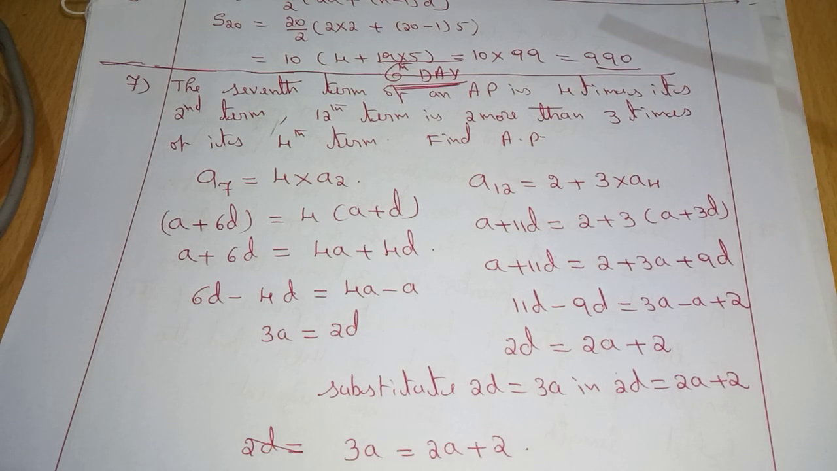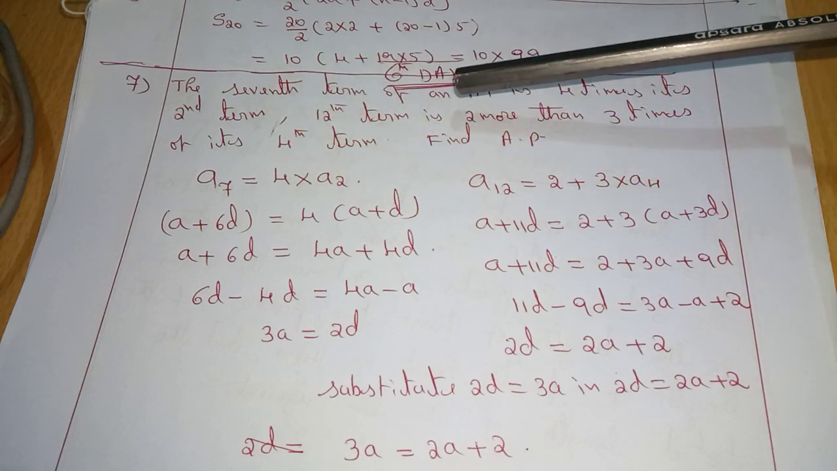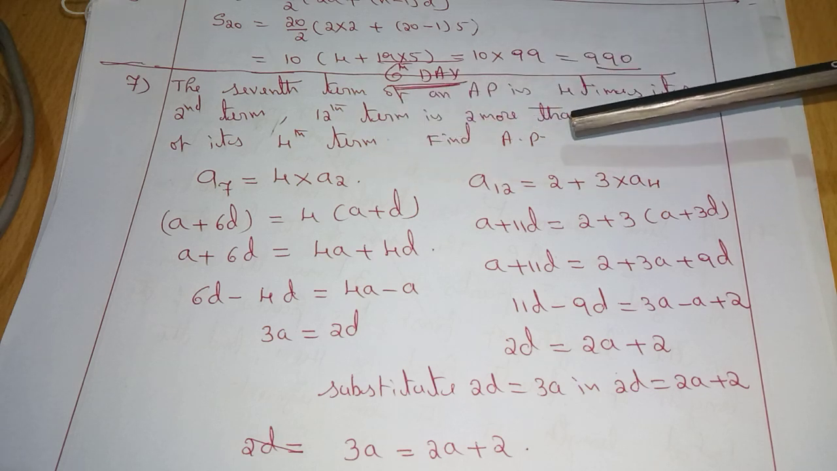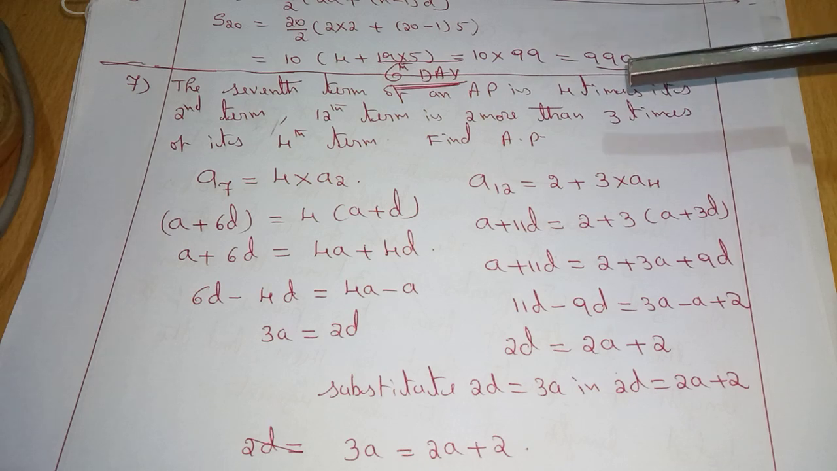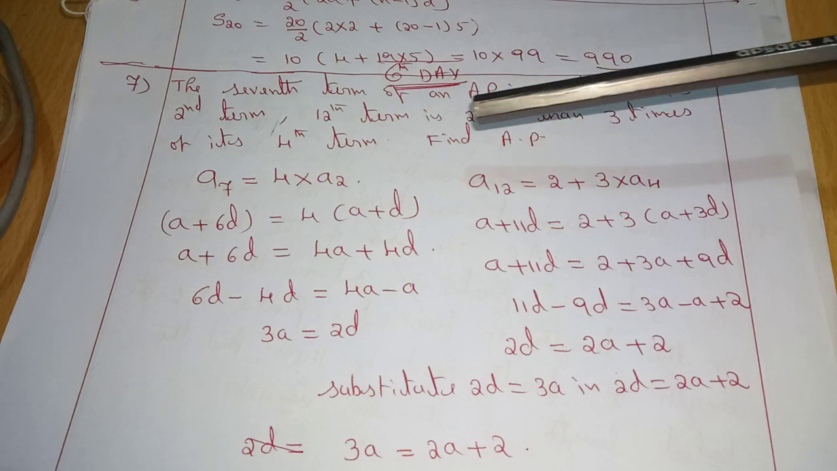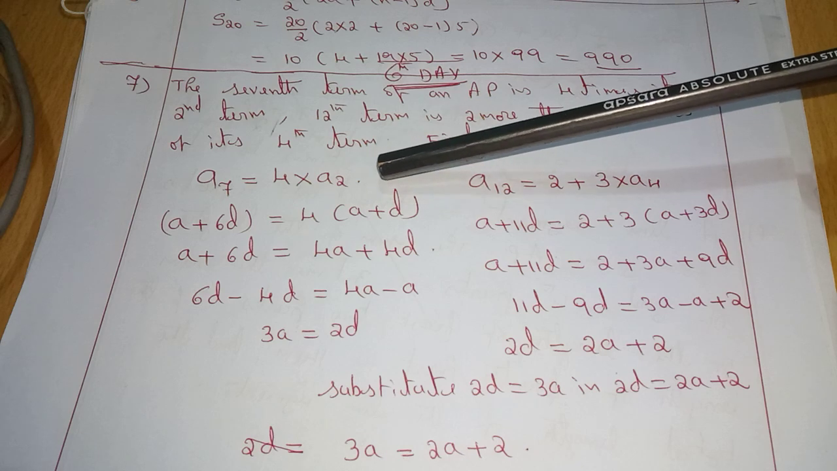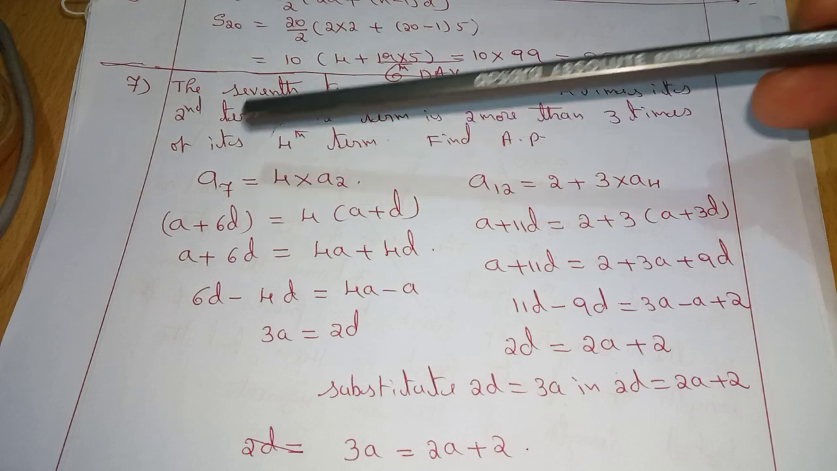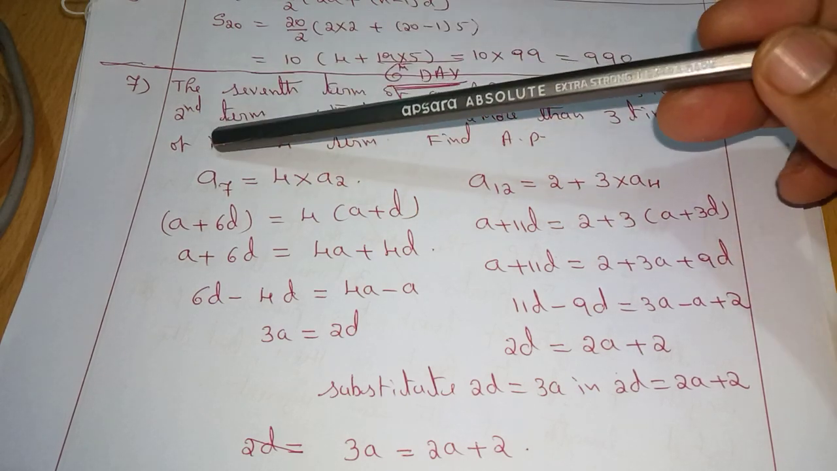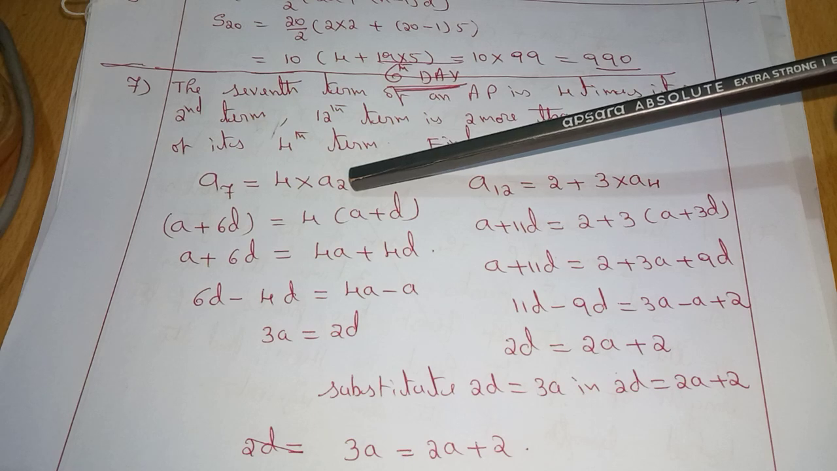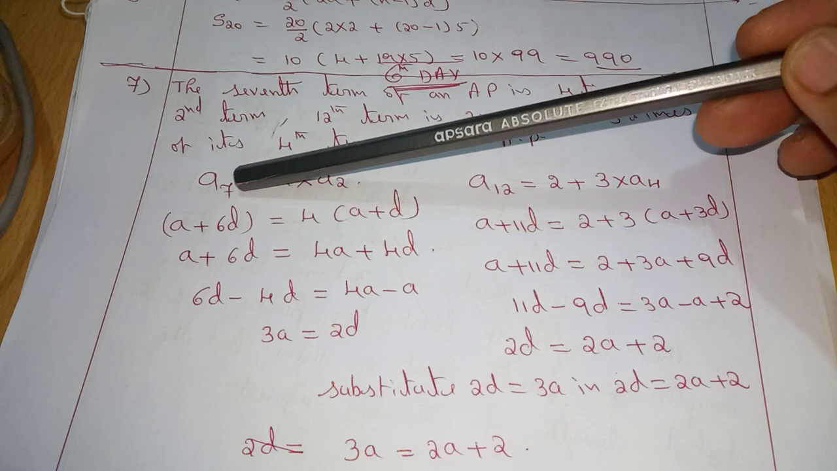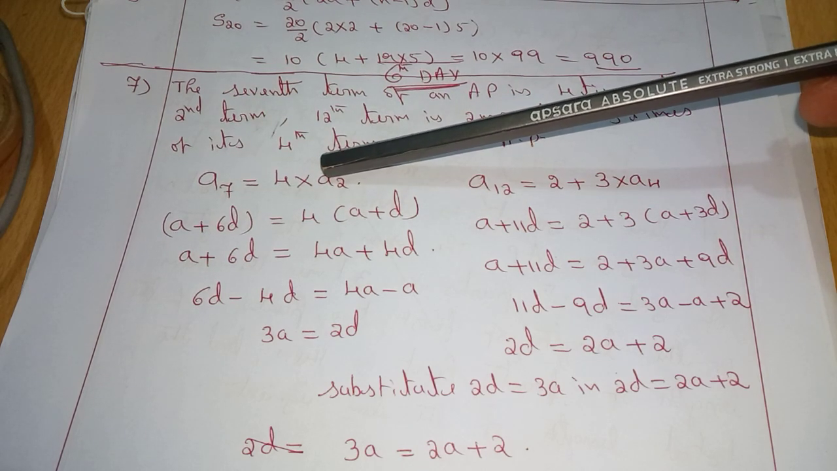First sum we did: 7th term of an AP is 4 times its second term. 12th term is 2 more than 3 times its fourth term. Write AP. Will you be able to write the relation between the terms? 7th term is written as A7. Second term is written as A2. 4 times means 4 into A2. A7 is equal to 4 into A2.